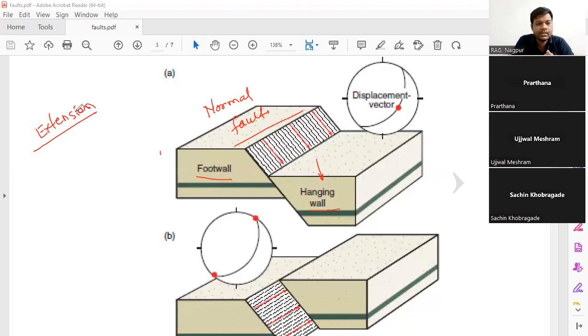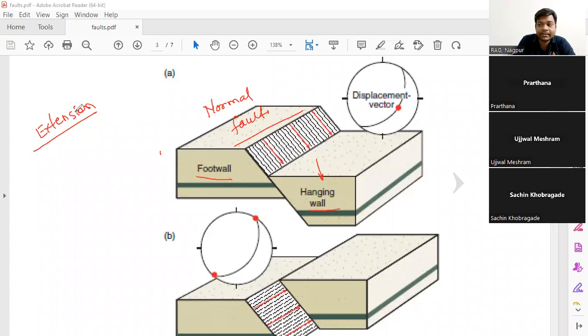Wherever there is a normal fault, there is extension of the crust. It will show the extension of the crust. When there is a strike slip fault, the area is conserved; there is no extension, no compression.